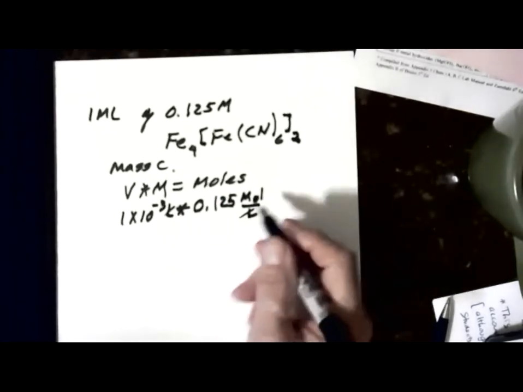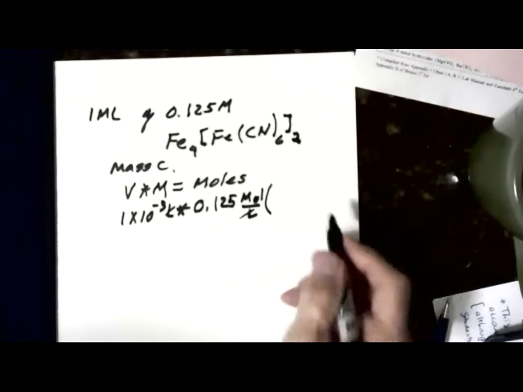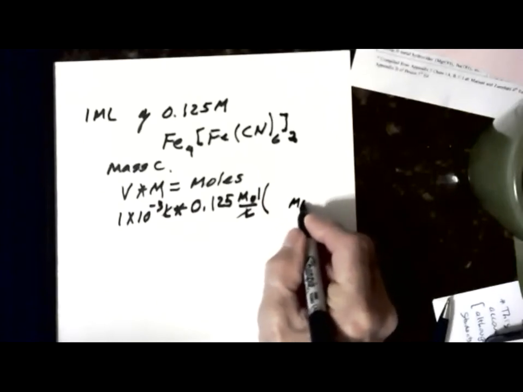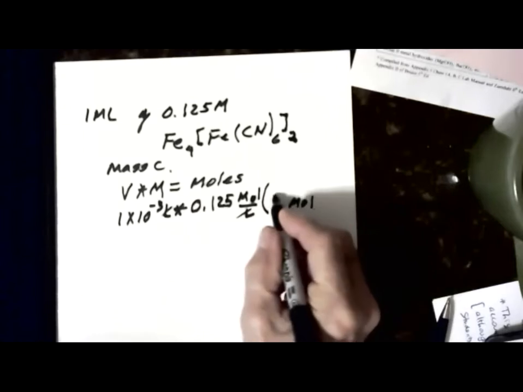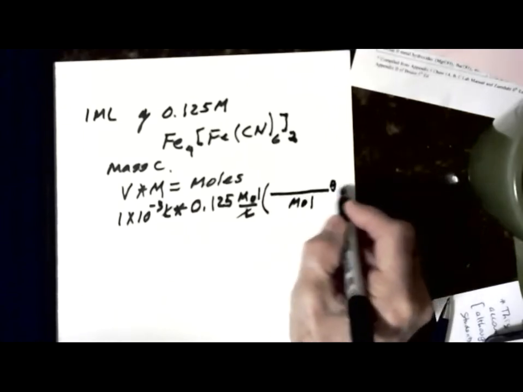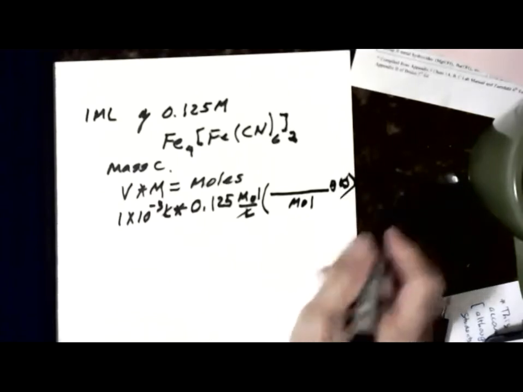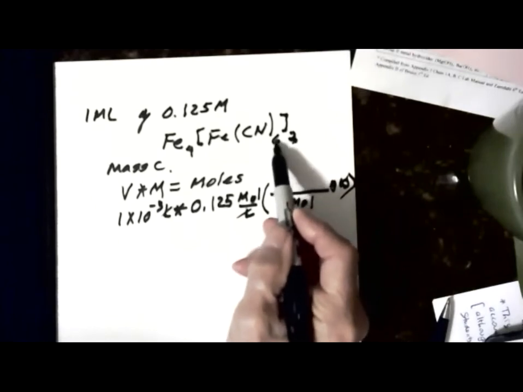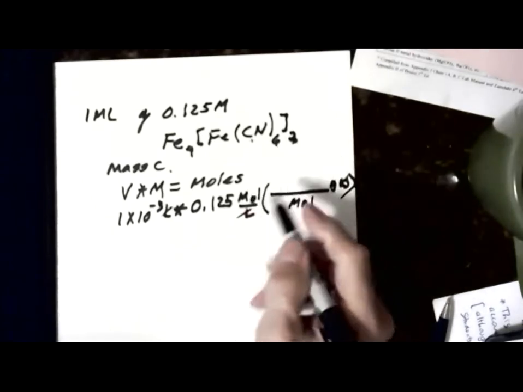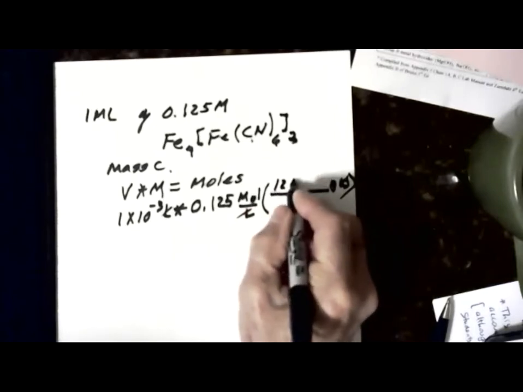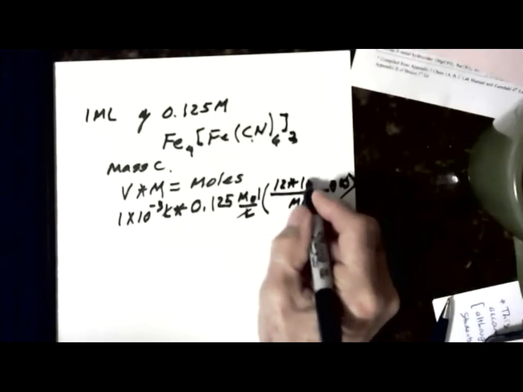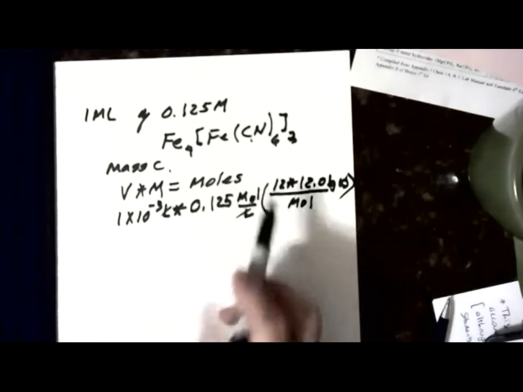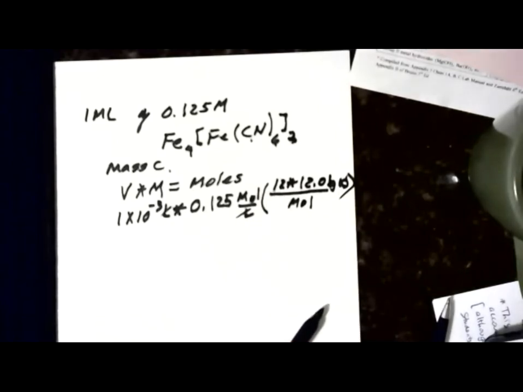But it wanted to know the grams of carbon. So what I'm going to do is add a conversion factor to convert from moles of compound to grams of carbon. Looking at this formula, there's 2 times 6 times 1, that's 12 moles of carbon. And the molar mass of carbon is 12.01. So I should have the math all set up ready to do the problem.